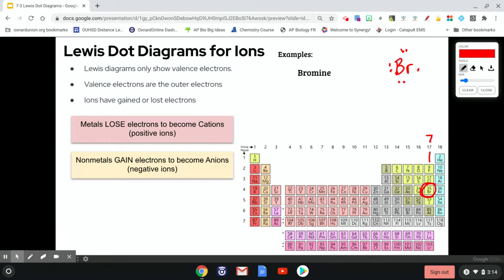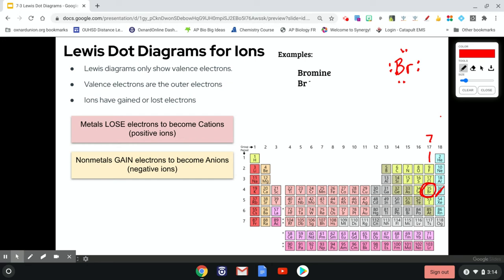Now think about what's going to happen to it when it becomes an ion. It's going to gain an electron because it wants to be like krypton. It wants to have a full outer shell, which means it's going to become a Br- ion, Br with 1 negative charge. So what's going to happen in the valence shell, and how we'll indicate in the Lewis diagram, is we're going to draw one more dot. We're going to now fill that shell with 8 dots.